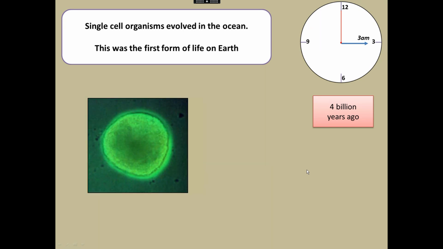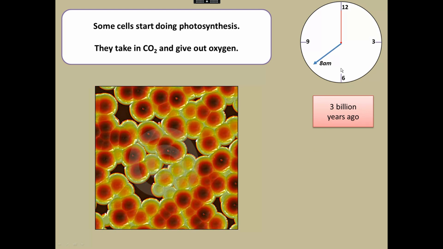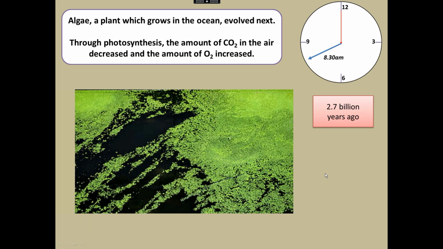Now, not long after that, the first life started to evolve on Earth, we think, and that was single cells. Single cell organisms evolved in the ocean. Then, about 1 billion years later, so 3 billion years ago, about 8 a.m. on our clock, some of those cells started doing photosynthesis. They took in carbon dioxide and they gave out oxygen, single-celled organisms, starting to give out oxygen.